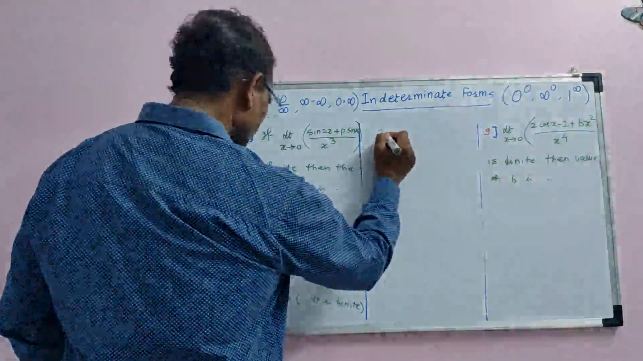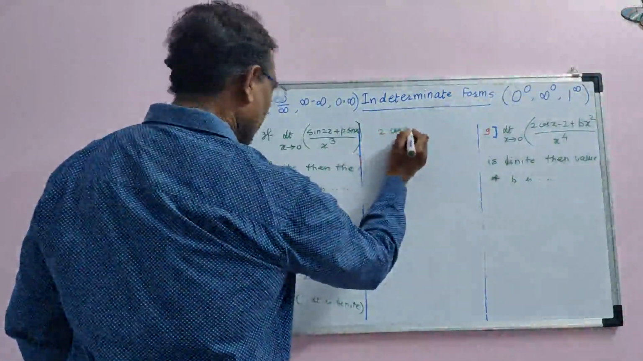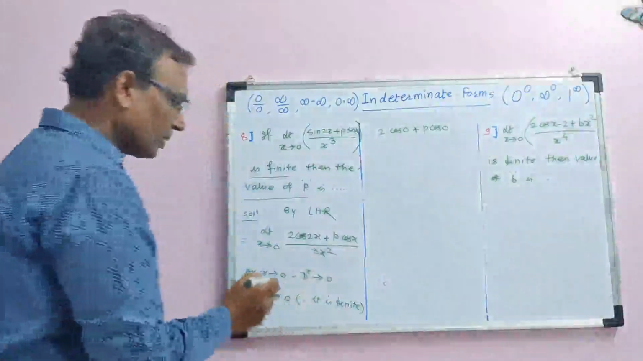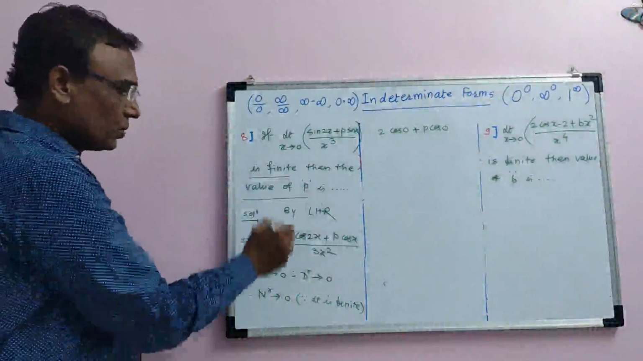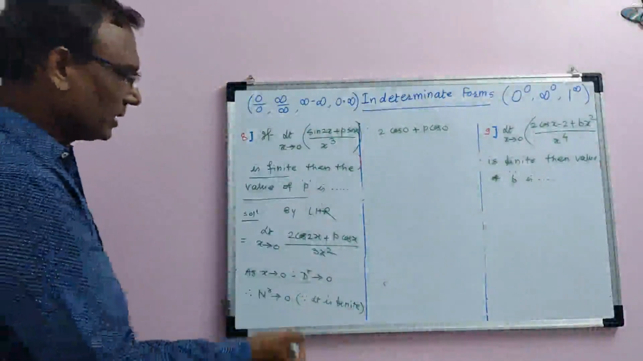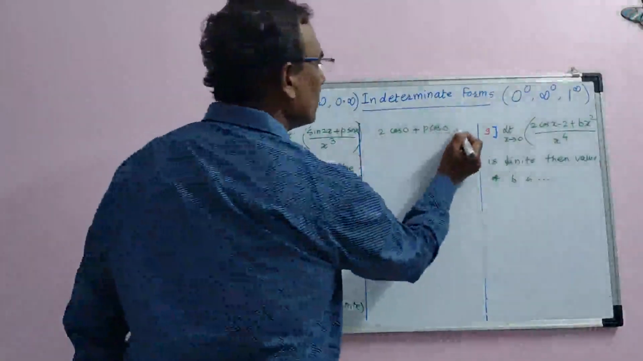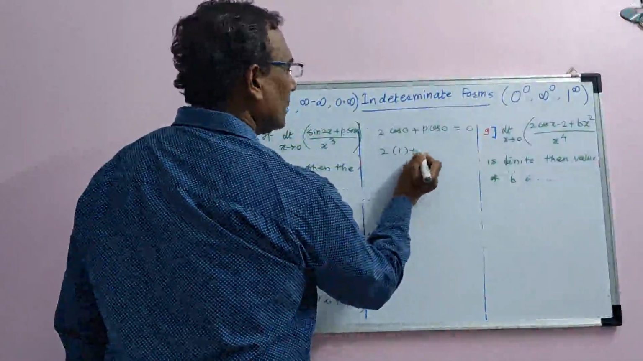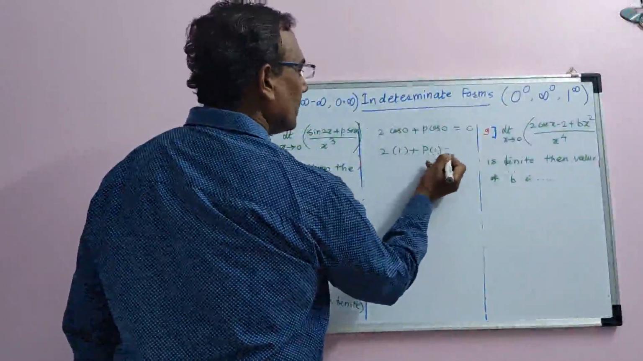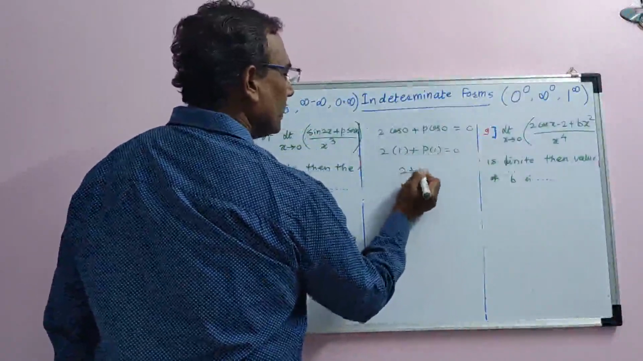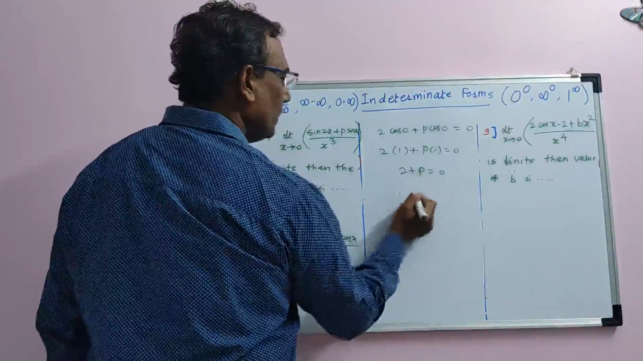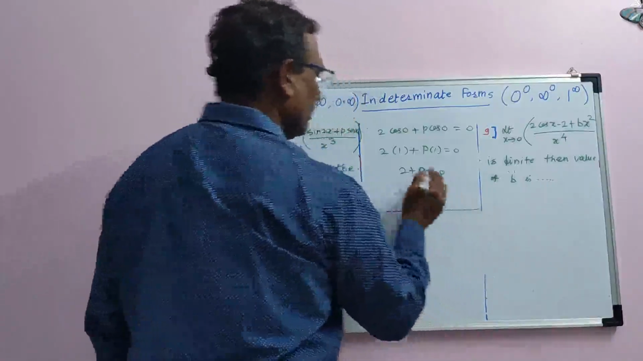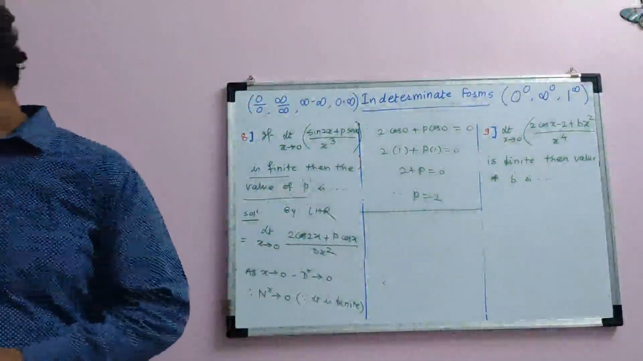See, now in the numerator only, put x equal to 0. Numerator tends to 0 means numerator equal to 0 rather, you can say, for x equal to 0. So 2 cos of 0 is 1, then 2 plus p equal to 0. Therefore, p is equal to minus 2. P equals minus 2. The value of p we have evaluated here.